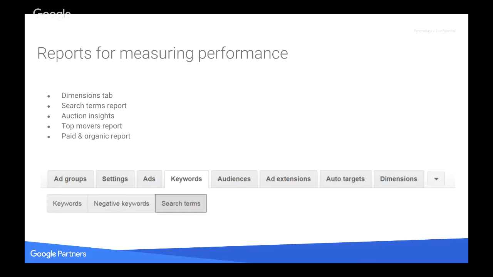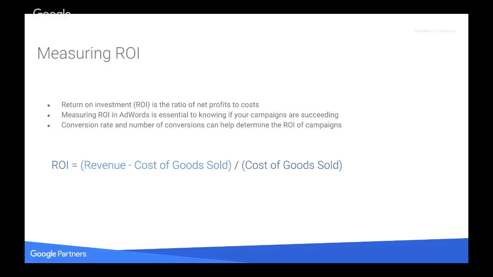You have the auction insights report, which allows you to see how your competitors are performing. It'll give you a representative example of what a typical auction for you looks like, how you rank against your competitors, how much on average your competitors are getting in terms of average position or impression share, and how many impressions they are commanding as opposed to you. You also have your top movers report, which allows you to see where your maximum movement has come from in the past month, and what campaigns have really done well or haven't done as well. And you have your paid and organic report, which allows you to see your paid search versus your organic search.